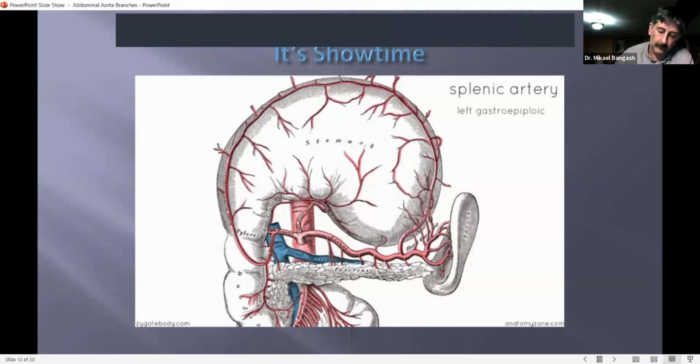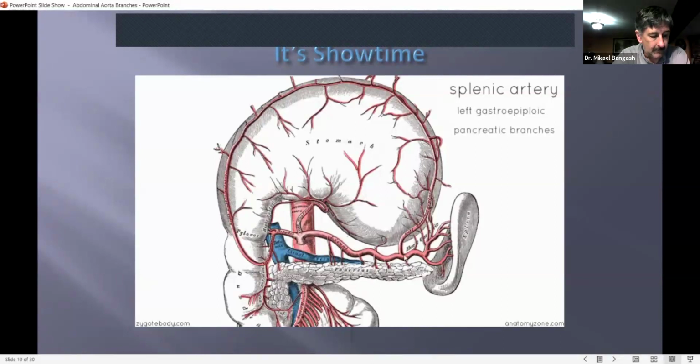So the splenic artery is the largest branch of the celiac trunk, and you can see it's got this long tortuous course, and it runs along the top of the pancreas, and you can see these little branches given off to the pancreas. And these little branches supply the neck, the body, and the tail of the pancreas. The head has a different supply, which I'll show you in a moment.